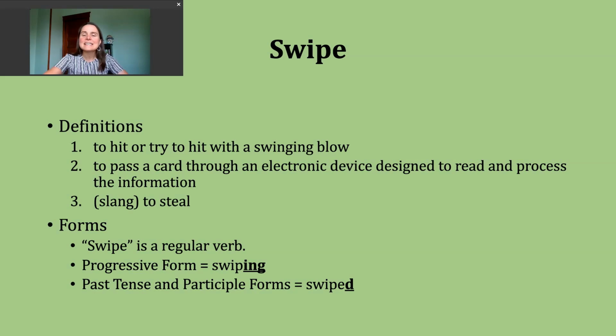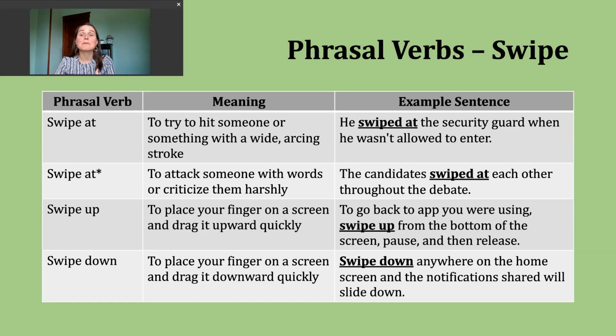Okay. Now, today we're going to talk about some phrasal verbs and some phrases that I think you might be hearing or seeing more of in our current time. So let's start with the phrasal verb to swipe at. This can have a couple different meanings. We're going to talk about two today. The first is to try to hit someone or something, again, with that kind of wide arcing stroke.